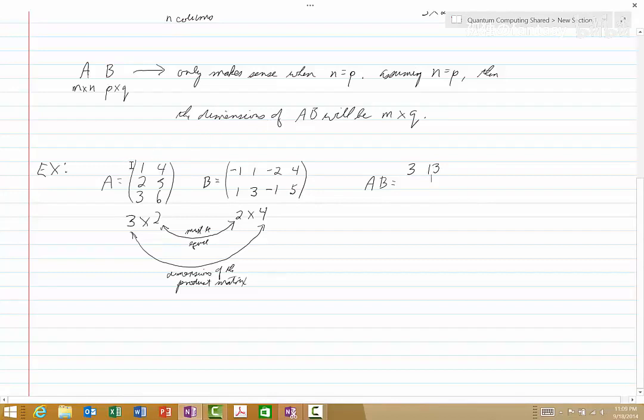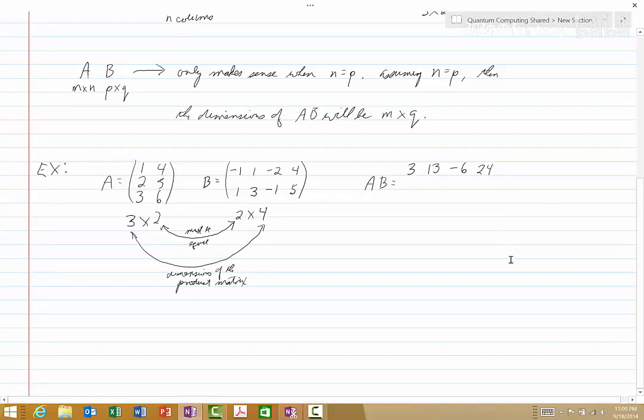Now we go across the first row and the third column. 1 times negative 2 is negative 2, plus 4 times negative 1 is negative 4. Negative 2 and negative 4 is negative 6. And the last time that we will use the first row of A, 1 times 4 is 4, plus 4 times 5 is 20. 4 and 20 is 24. And that concludes the first row of the product matrix AB.